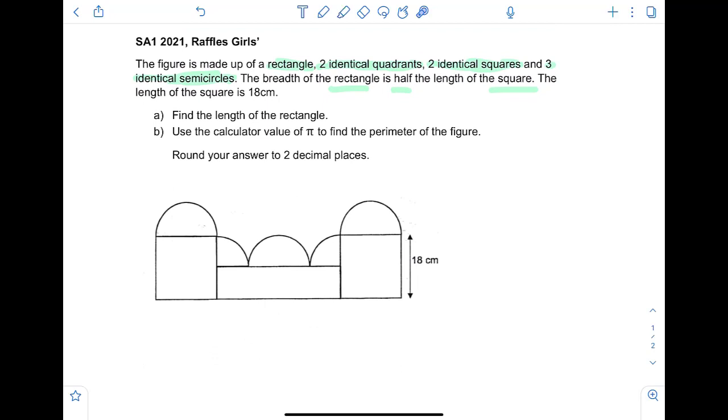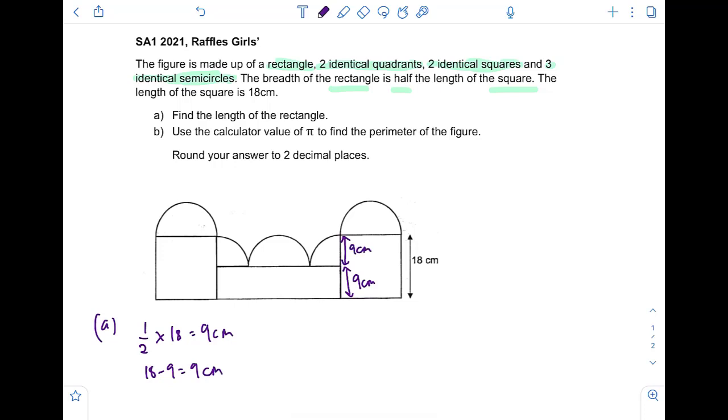So what does that mean? The breadth of the rectangle over here is half of 18. So very quickly we can write that down first. So what's half of 18? 9 cm. So over here it will be 9 centimeters, which means that this part will be 18 minus 9. There will be 9 cm as well.